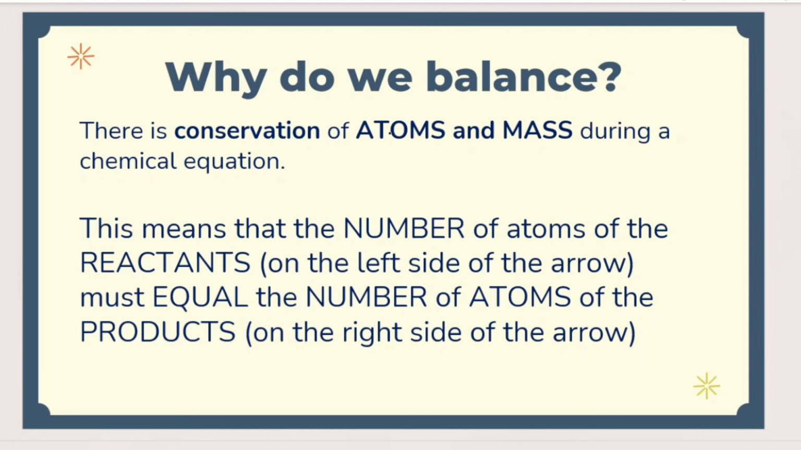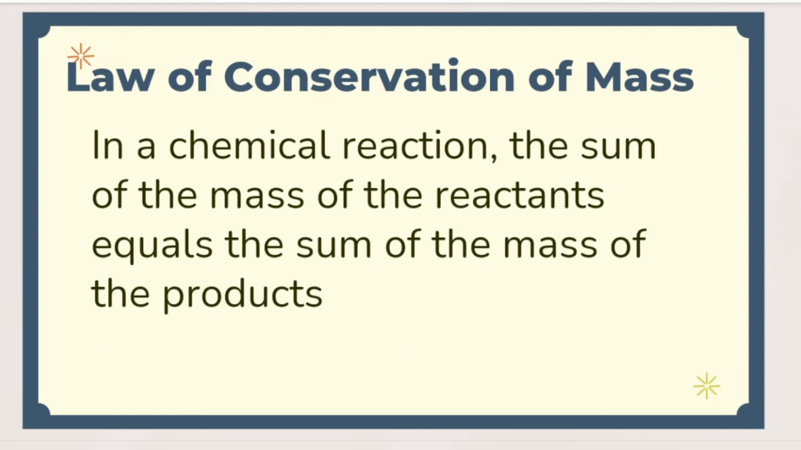That means that if I have two hydrogen atoms in my reactants, I need two hydrogen atoms in my products. I can't just have two in my reactants and then have four in my products. Where did those extra two come from? And the reason why this is important is because it needs to obey the law of conservation of mass. So in any chemical reaction, the mass of the reactants equals the sum of the mass of the products. It's very important to note that matter or mass cannot be created or destroyed, but rather it's transformed from one form into another.